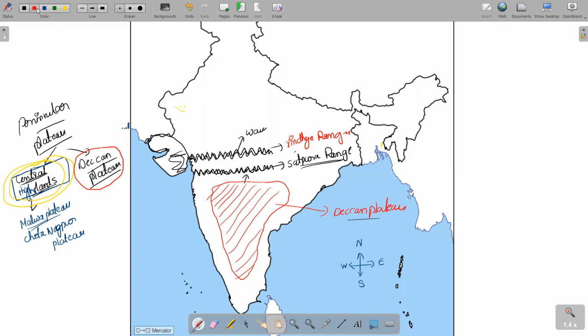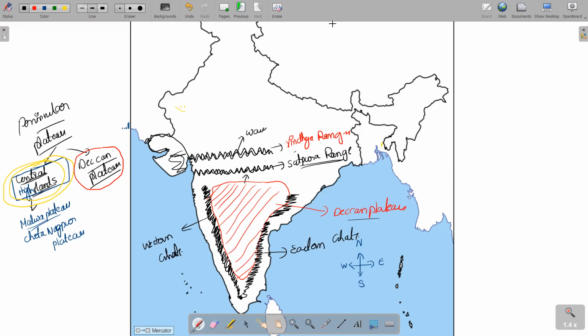On the north side you have the Satpura range, and on the west side, this entire stretch from that starting point to the bottom point that I have drawn right now is called the Western Ghats. The western side of the Deccan Plateau has the Western Ghats, and the eastern side, which is discontinuous in nature, has the Eastern Ghats.